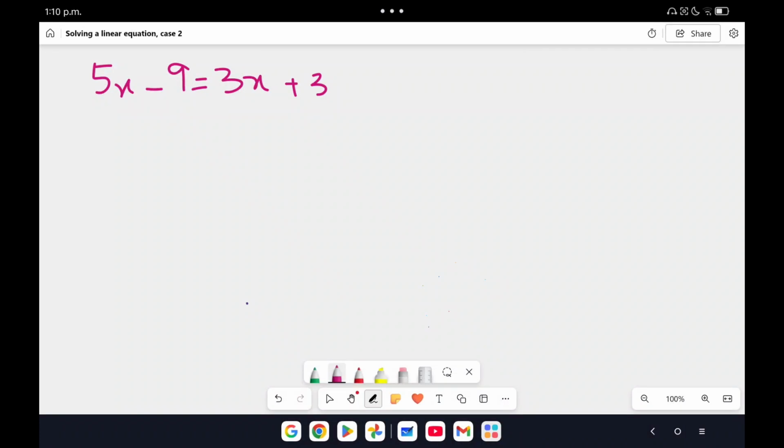Alright guys, this is the same topic, solving a linear equation, case 2. Why is this case 2? Because over here you can see that this is still a linear equation, because x again has power 1, but this time the right hand side is not 0. The right hand side is again in the form of a linear expression.